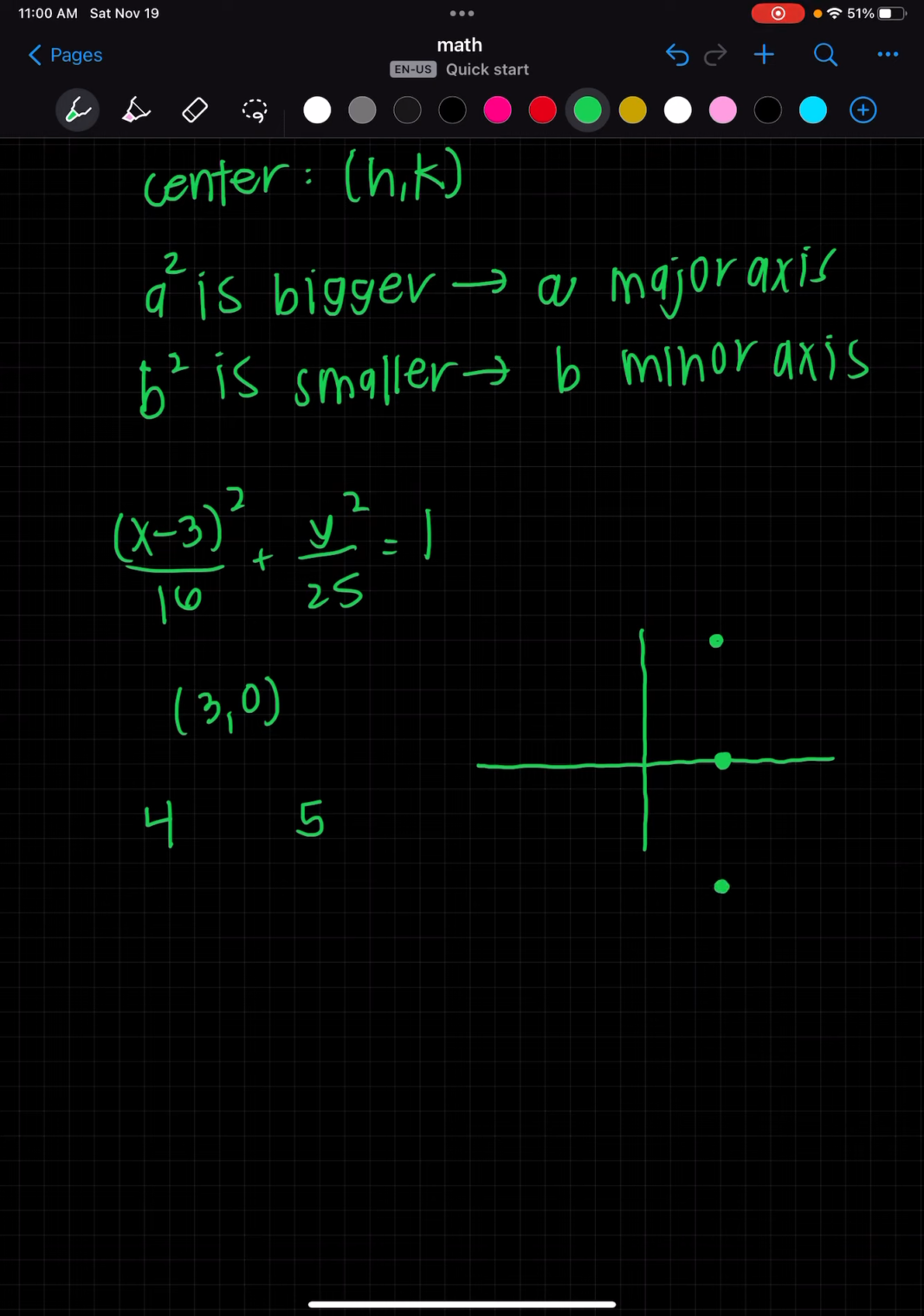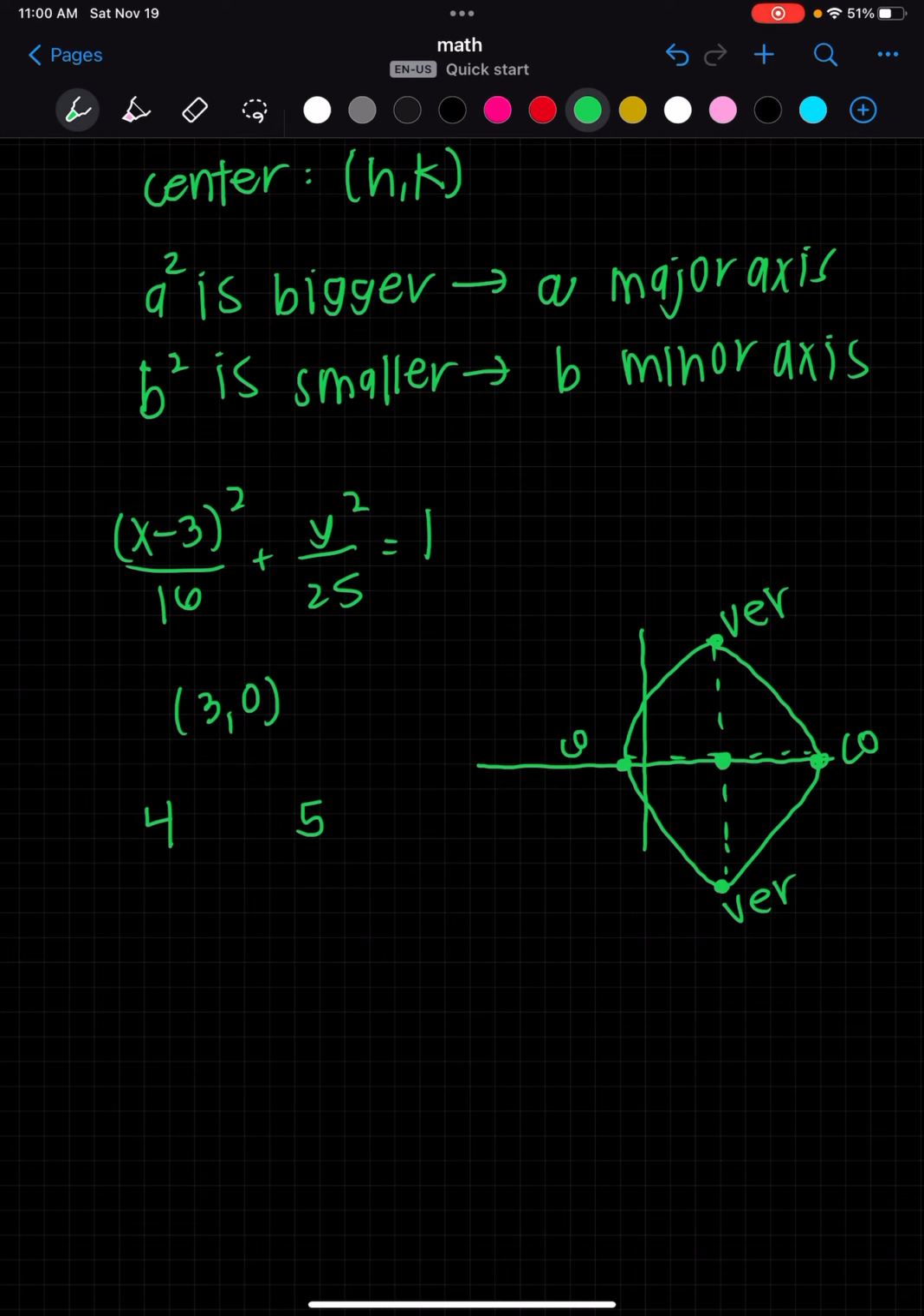And then the x has the square root of 16, which is 4. So because it's x, I'm going to go left and right 4. 1, 2, 3, 4. 1, 2, 3, 4. And here is your ellipse. Sorry, obviously not a great artist. So this thing right here is the major axis, and then this one would be the minor axis.